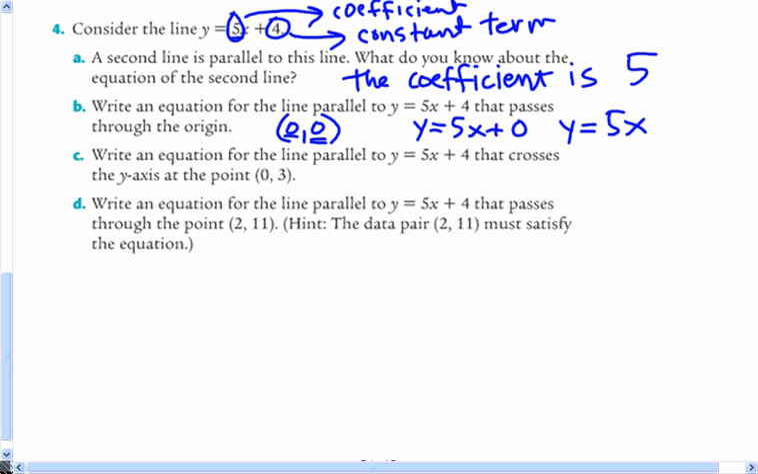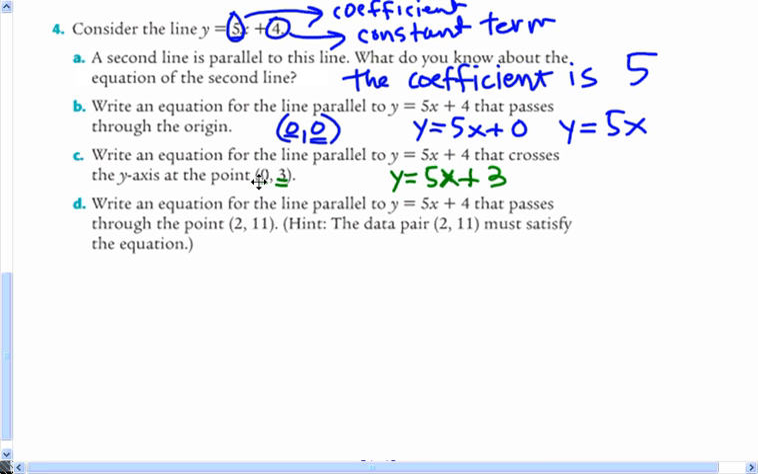Now we want to write an equation for a line parallel to y equals 5x plus 4 that crosses the y-axis at the point (0, 3). Well, since the value of x is 0, the y-intercept is the value of y for that point, which is 3. So we want to change our constant term in our equation that represents the y-intercept on the graph. So we want 5x plus 3.